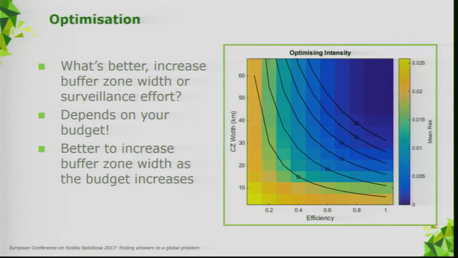So I apologise, this graph is kind of complicated. So we start to think, well, okay, let's assume you've got a limited budget. The EU does not have an infinite budget, which is a shame, but how can we optimise the buffer strategy? What's better? Should we increase the buffer zone width, so we have a very wide buffer, or should we increase the surveillance within the buffer zone itself?